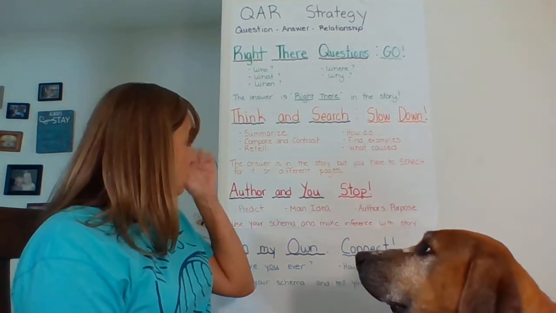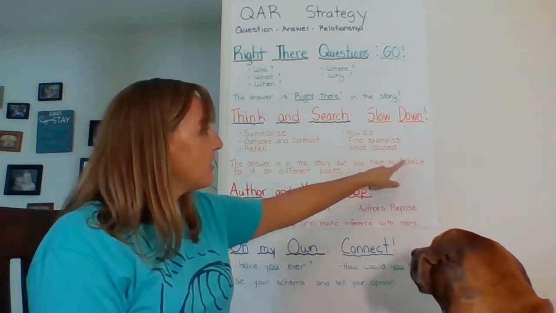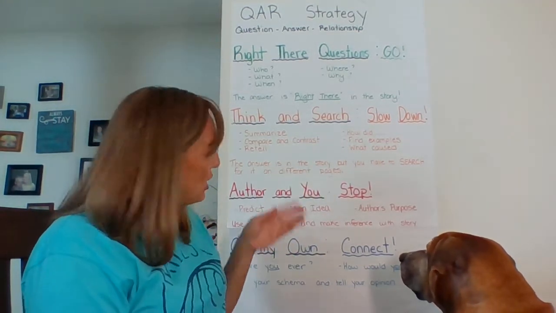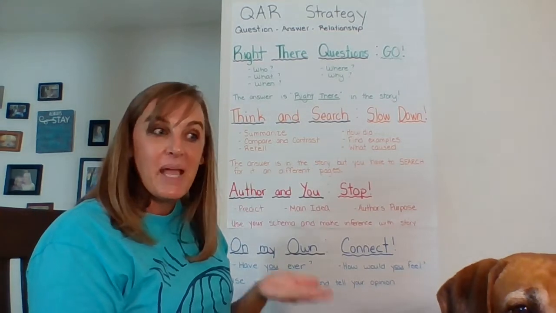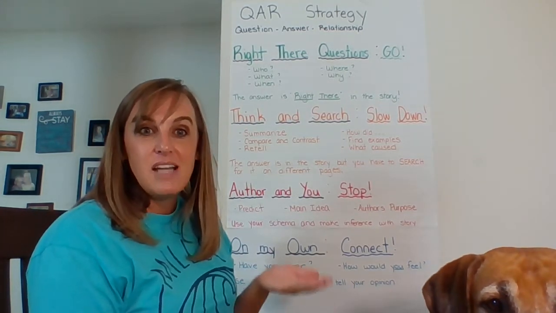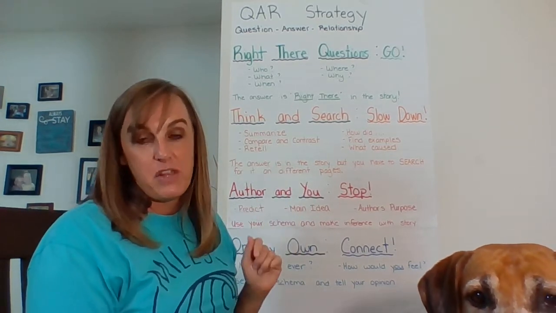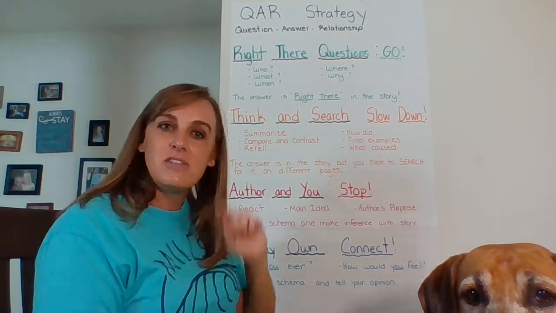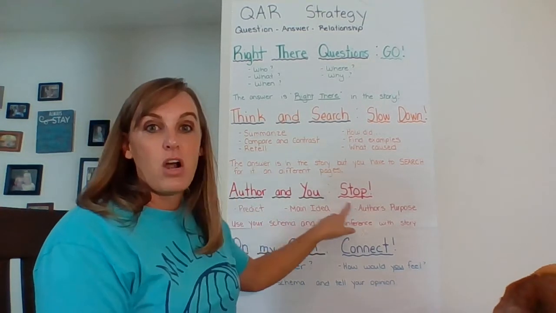So these mean that the answer is in the story, but you have to search for it on different pages, Duke. So we have to look in our story for it on different pages. It's not going to be right there, go. I might have to flip back and forth. So these are a little bit harder, but not too bad because I still can look in the story for it. Now the next ones are our stop.